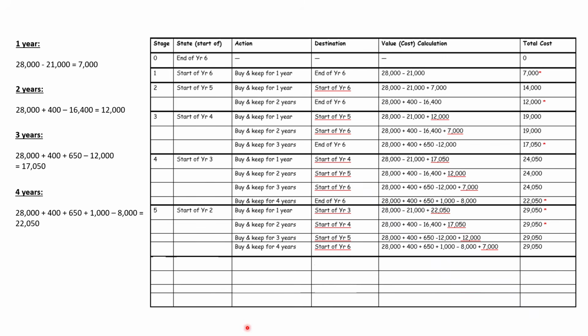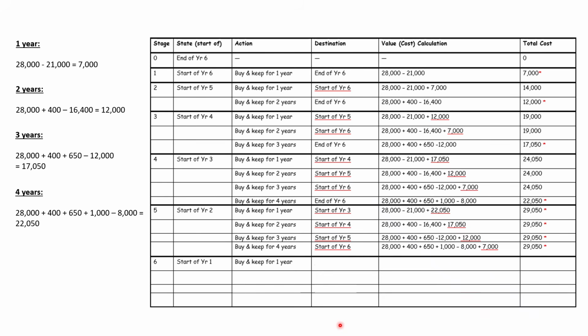So our last stage then is stage 6, and that's the start of year 1. So we could buy something and keep it for 1 year. That brings us to the start of year 2. That gives us our 7,000 plus 29,050. It doesn't matter which value we use because they're all the same. And that gives us 36,050. We could buy it and keep it for 2 years, which brings us to the start of year 3, which gets us 22,050. Plus our 12,000, and that's 34,050.